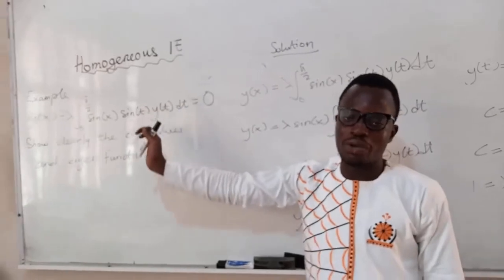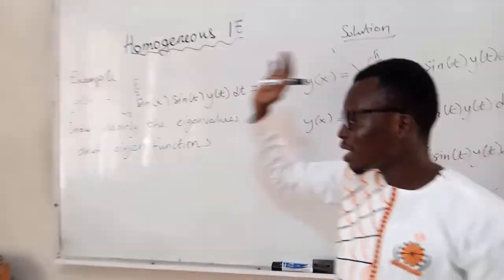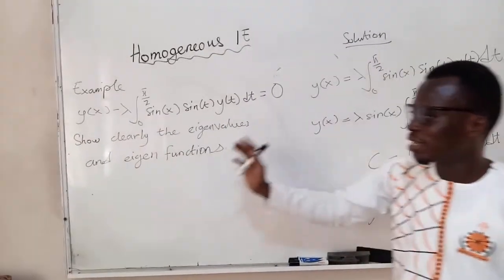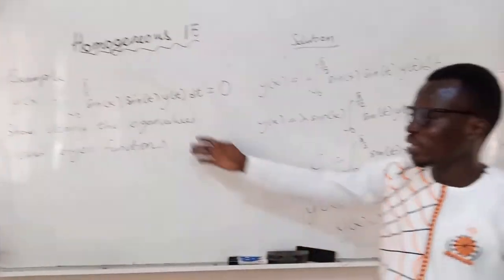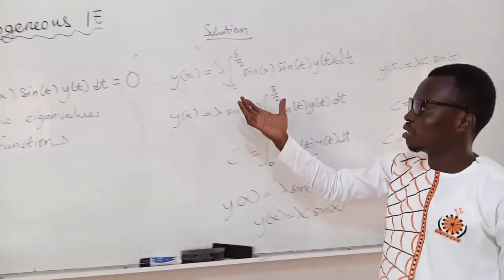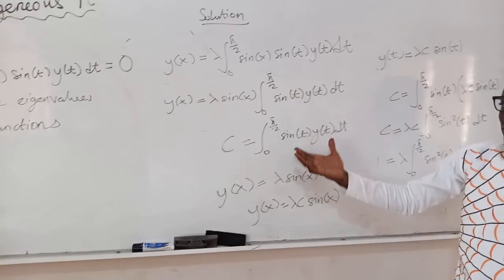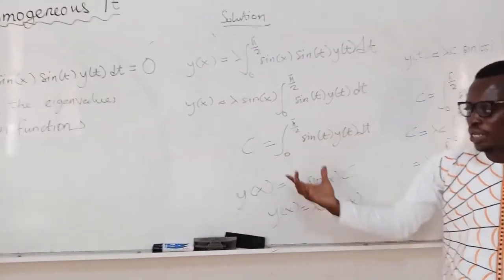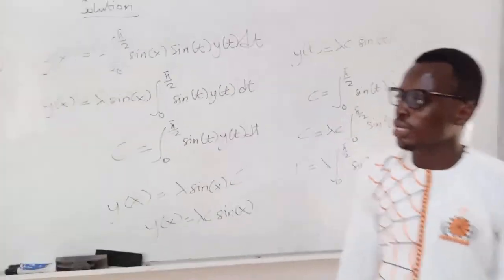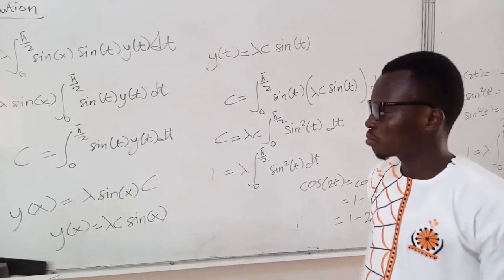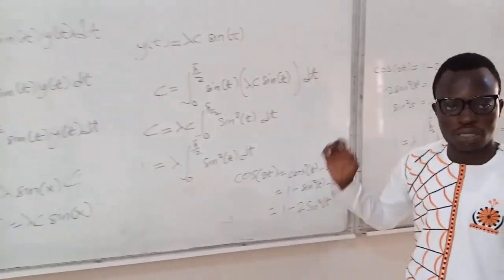It's a homogeneous integral equation. Anytime you are given a homogeneous integral equation, and they ask you to find the eigenvalue and the eigenfunction, you need to use the same process as we did in the exact method in computing the solution for integral equations. So this is the end of this session.